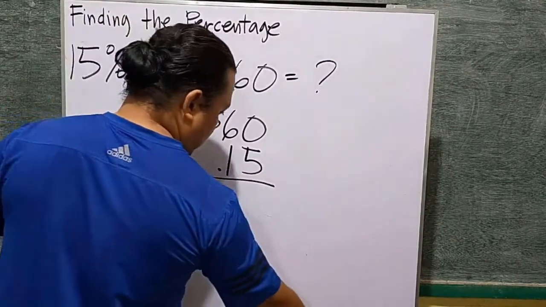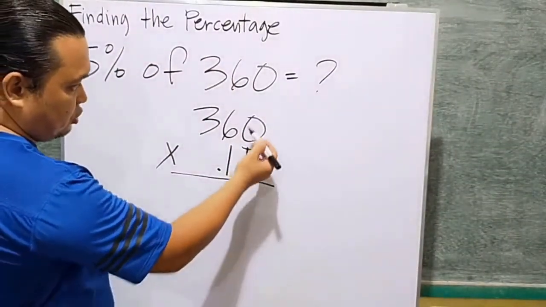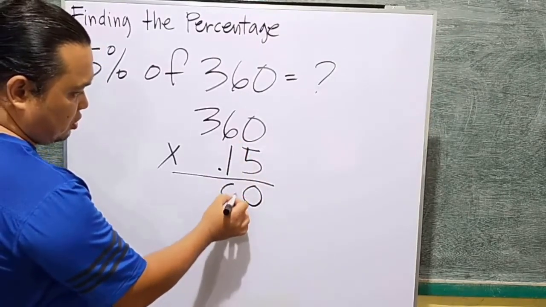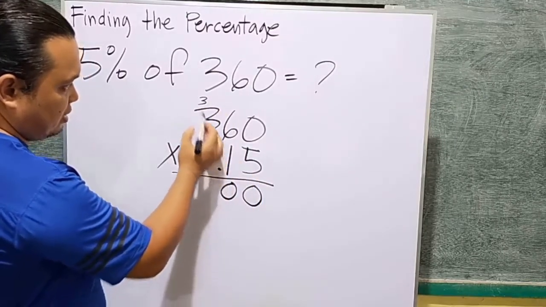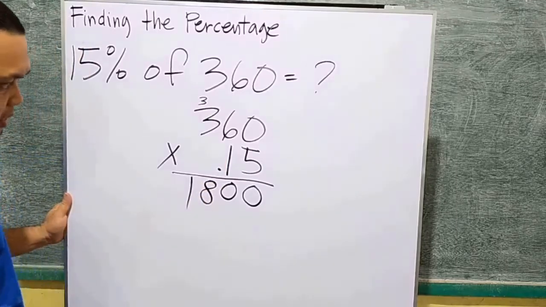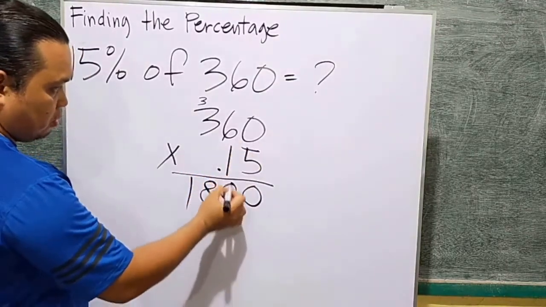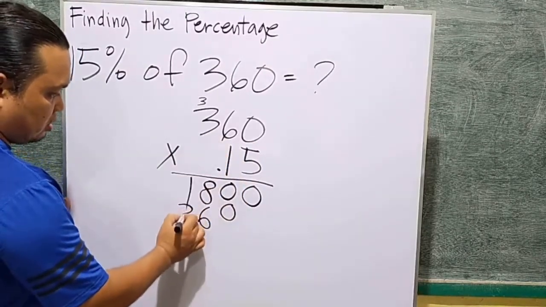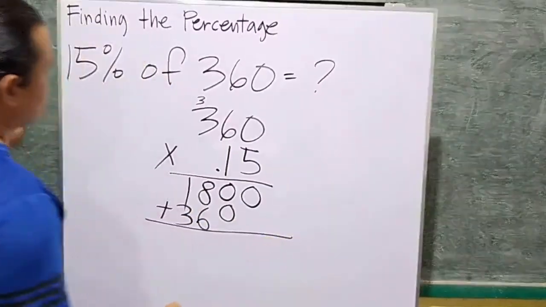Now let's multiply that just like whole numbers. Let's start from 5. 5 times 0, 0. 5 times 6, that's 30. 0 carry 3. Now 5 times 3 is 15, plus 3, that's 18. 8 and 1. Now let's do the 1. 1 times 0, 0. 1 times 6, 6. 1 times 3 is 3. And then let's add.